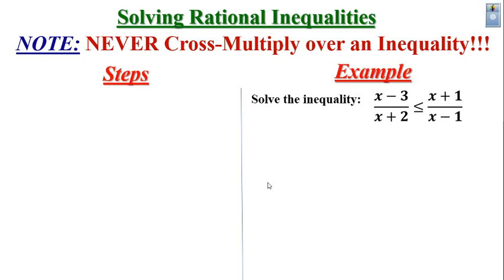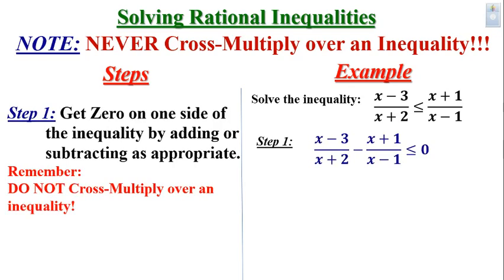Now I want to point out here, whenever you're solving a rational inequality, never cross multiply over an inequality. Because if you're cross multiplying by a number that's negative, the inequality is supposed to be reversed. But if you're cross multiplying by a number that's positive, your inequality is gonna stay the same. So if you don't know what you're cross multiplying by, and when I say never cross multiply, I mean never cross multiply with a variable. If you don't know if your variable is positive or negative, you don't know if you should keep the inequality or not. So do not cross multiply.